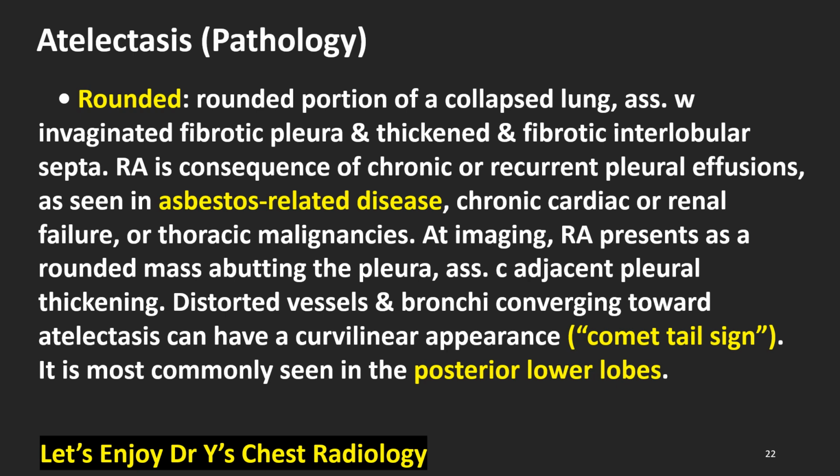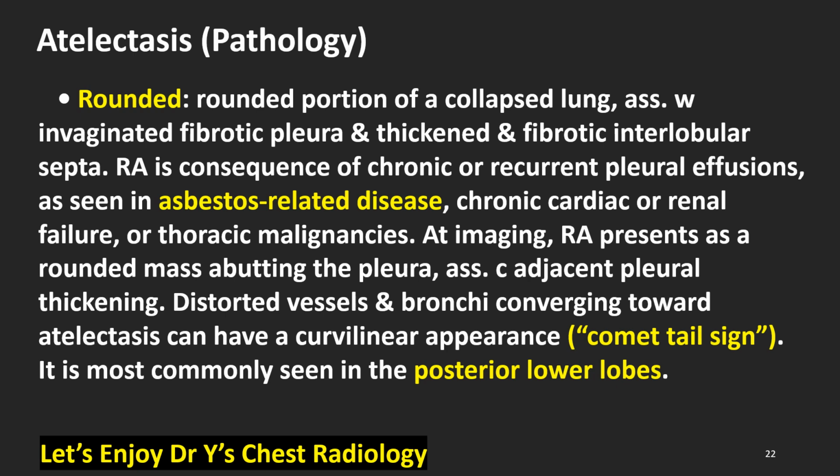Atelectasis pathology, rounded: portion of a collapsed lung associated with invaginated fibrotic pleura and thickened and fibrotic interlobular septa. Rounded atelectasis is a consequence of chronic or recurrent pleural effusions as seen in asbestos-related disease, chronic cardiac or renal failure, or thoracic malignancies. At imaging, rounded atelectasis presents as a rounded mass abutting the pleura associated with adjacent pleural thickening.